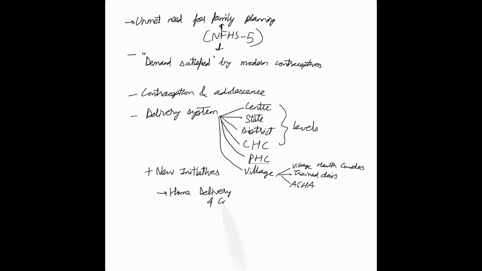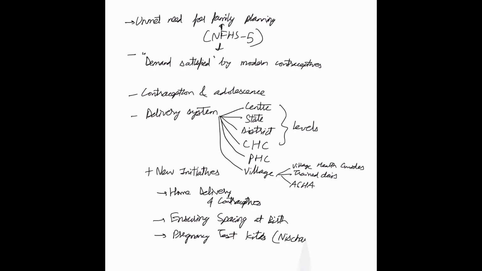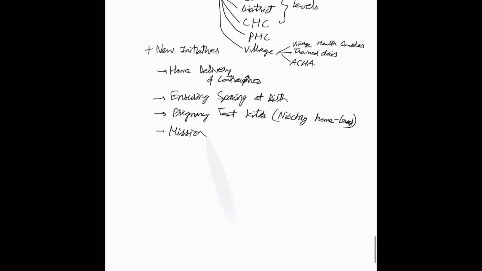It also discusses new initiatives like home delivery of contraceptives, ensuring spacing at birth, pregnancy test kits, that are Nishchay home-based kits, Mission Parivar Vikas, and new contraceptive launch. There's another table showing the various family planning measures that have been taken by the government. If you want, you can refer to it. Otherwise, you can skip it.